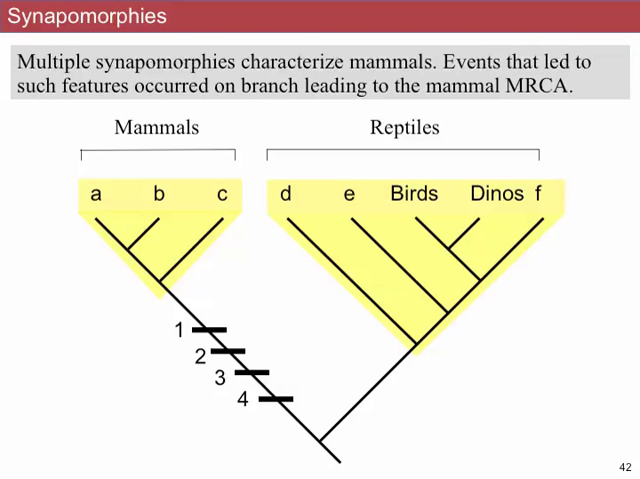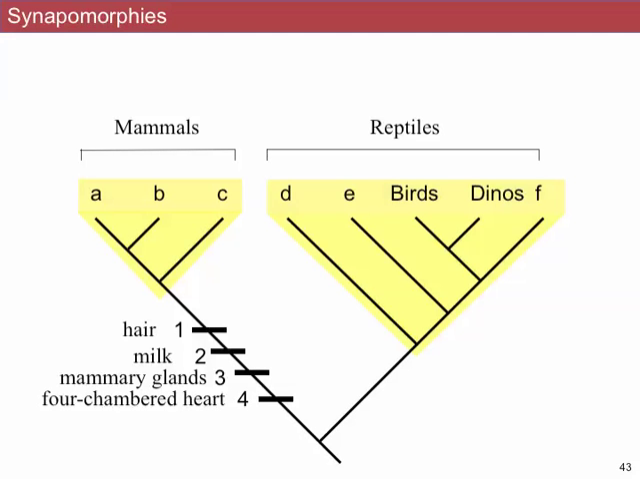So now for a real world example. The reason we really care about these things is that once we define monophyletic groups and clades in a tree, it's very useful to then look for synapomorphies shared by members of that group, because those can be features that you would then use to define that group, and even to identify new members. If you have a new organism and you want to rapidly tell what type of organism it is, look for the synapomorphies for different groups.